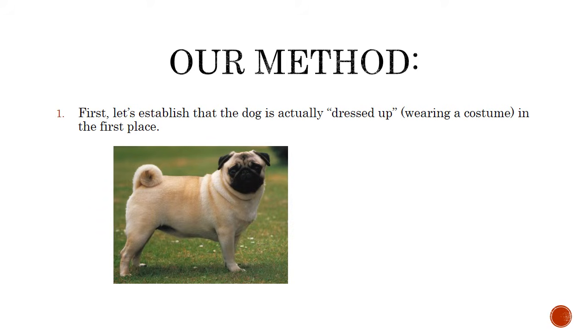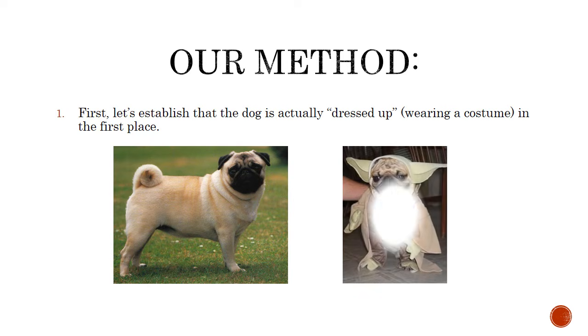Let's take a normal pug. A normal pug isn't wearing any additional outfit or layers. This normal pug has only its own skin. But the pug in question seems to be wearing a costume, additional layers. Through comparison, we can see that it is true that this dog is dressed up.